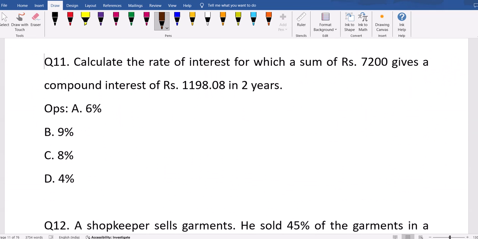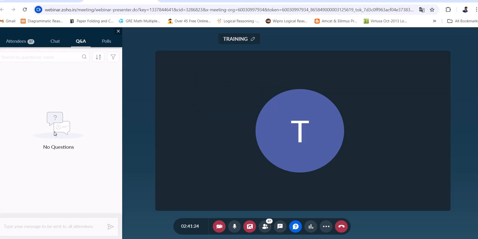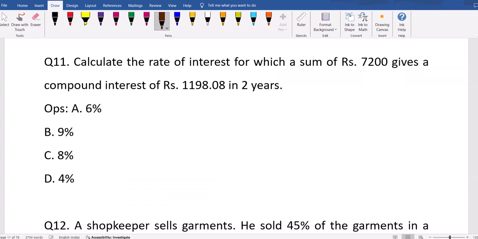Here, the rate of interest we need to calculate. 7,200 is the sum, this is the principal. This is compound interest, 1198.08 in 2 years. What is the rate of interest they are asking? So 1100 or 1200 is also fine.